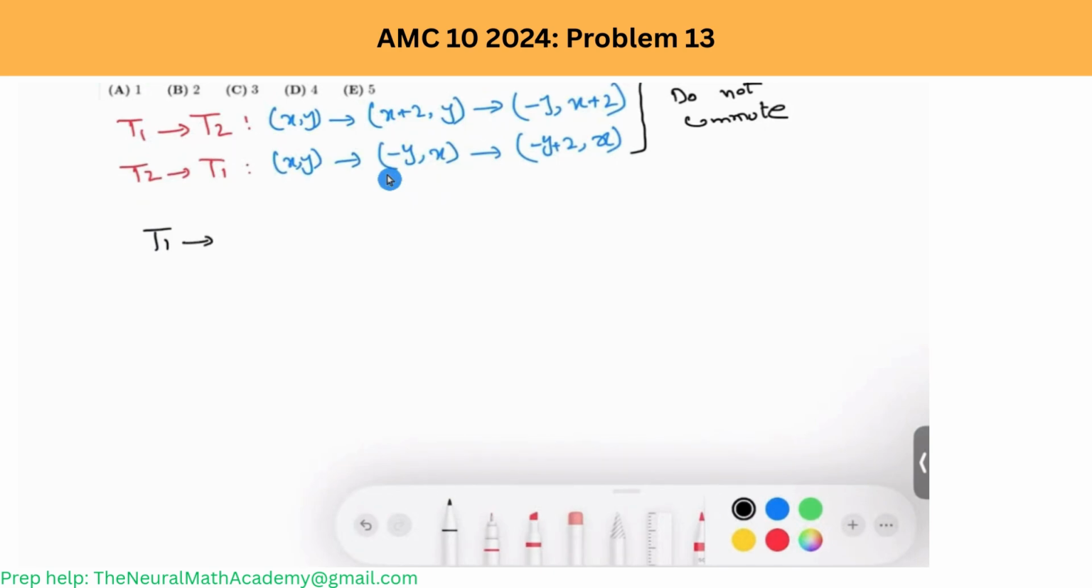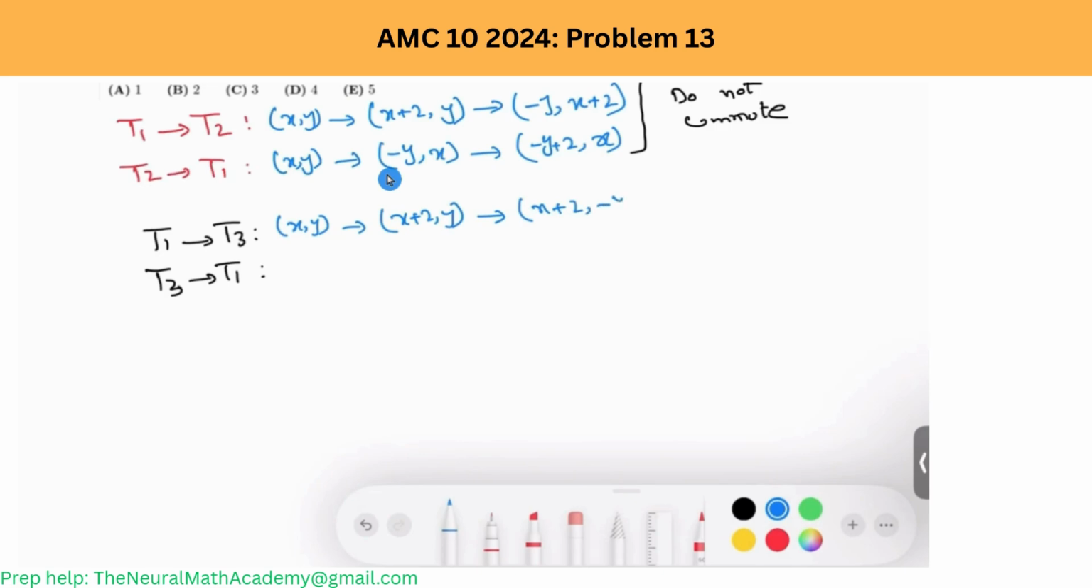T1 to T3, and then we will check T2 to T3 to T1. If I'm starting again with T1, I again have xy. So I would get x plus 2y, right? And then I'm applying T3. So then I get x plus 2 minus y, right?